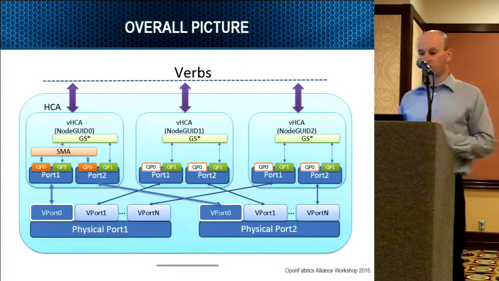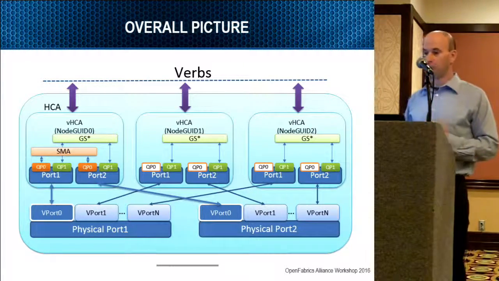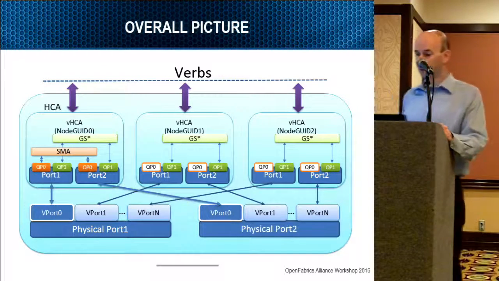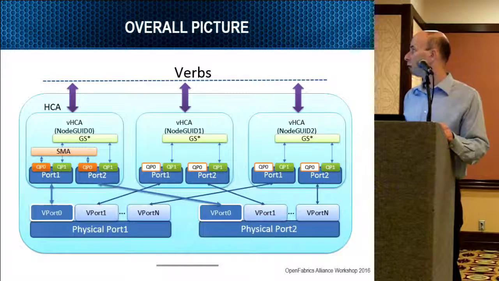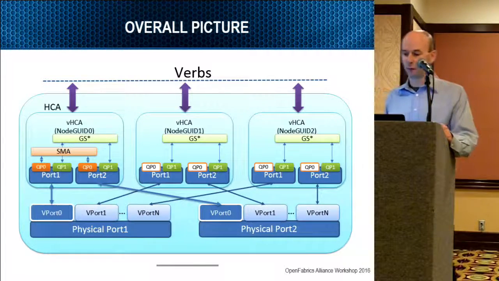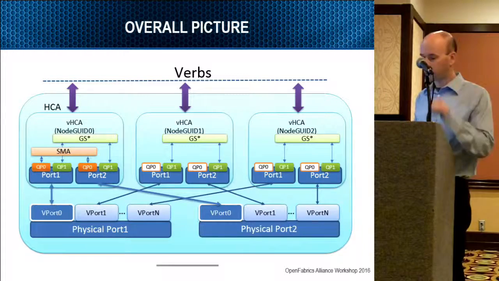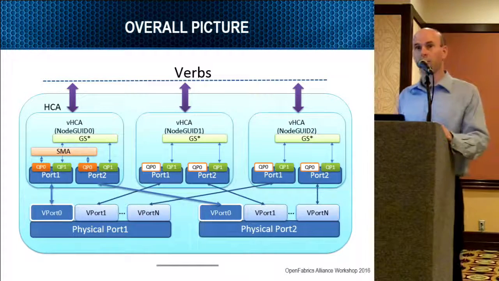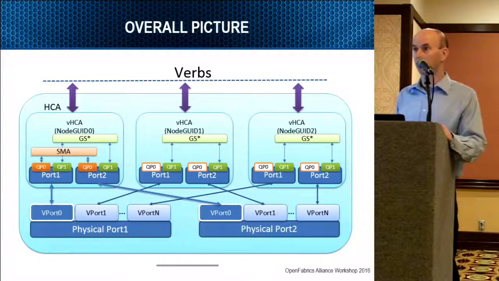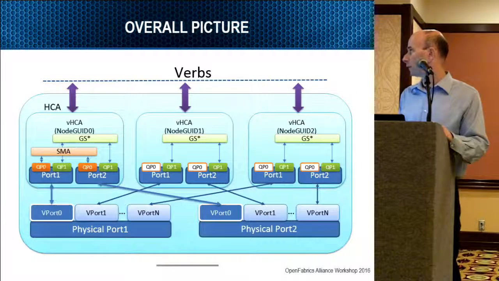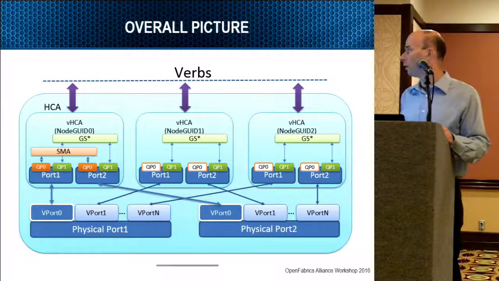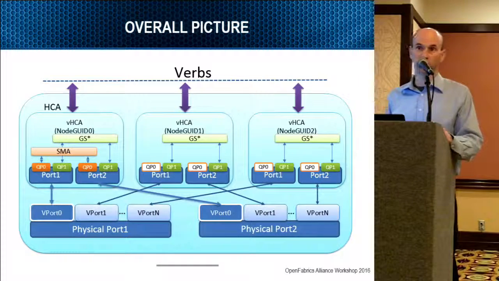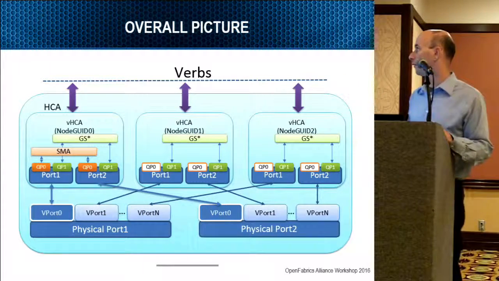So let's look at the overall picture. Consider a dual port HCA, which has 3 dual port virtual HCAs. Now the decision of how many ports virtual HCAs have and how to associate them to virtual ports, or even the association between a virtual HCA's port to a proper or matching physical port, is completely an implementation decision. You can do whatever you want. This is just an example.